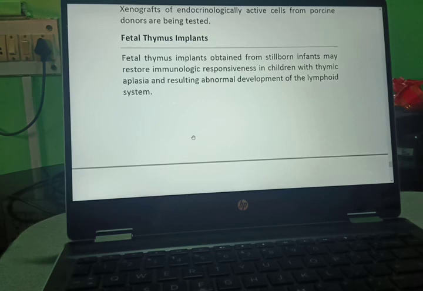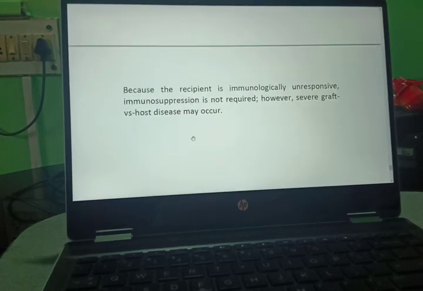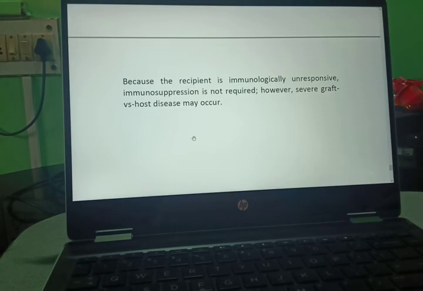Now, fetal thymus implant. Fetal thymus implants obtained from stillborn infants may restore immunological responsiveness in children with thymic aplasia and resulting abnormal development of the lymphoid system. Because the recipient is immunologically unresponsive, immunosuppression is not required. However, severe graft versus host disease may occur.